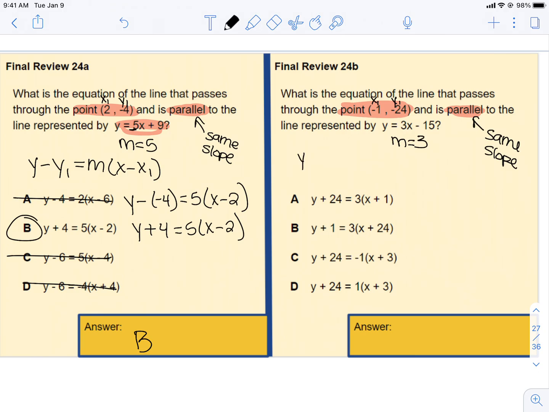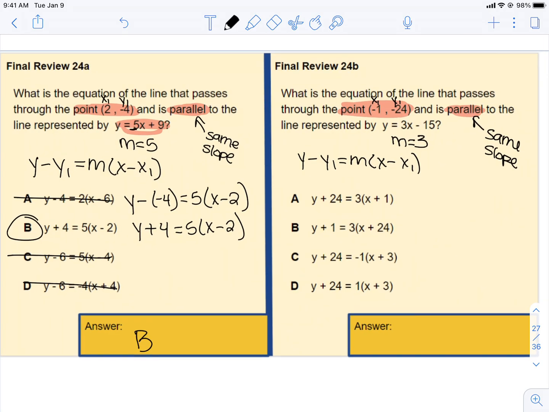I'm going to rewrite the point slope formula. Y minus y sub 1 equals m times x minus x sub 1. And now we just plug everything in. So y minus, I'm plugging in a -24, is equal to 3 times x minus, and I'm plugging in a -1. So I have some double negatives to take care of. So 2 negatives make a positive in the math world. So it's y plus 24 equals 3 times, again, another double negative, so it changes to a plus 1.